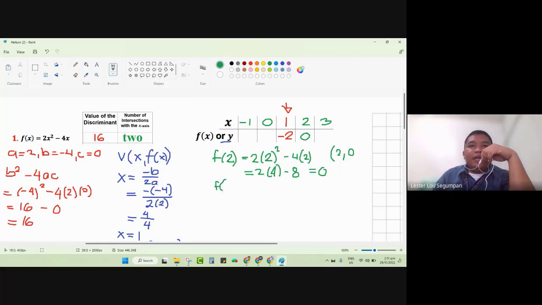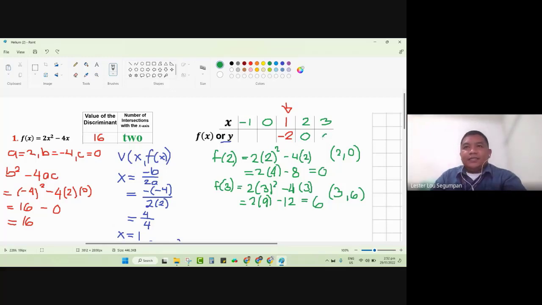Next is f of 3. Using the same given, you have 2 times 3 squared minus 4 times 3. This is 2 times 9 minus 12. 18 minus 12 will give you 6. So the next point is given to us by (3, 6). So I'm going to add here 6.